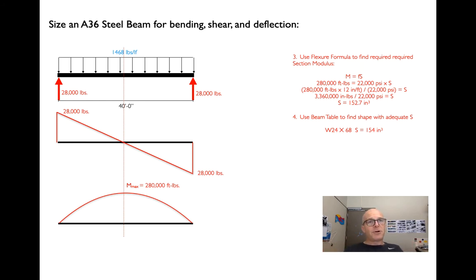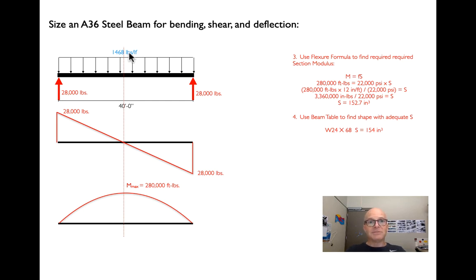Now we have to throw the weight of the beam back in, and for a W24 by 68, remember the nomenclature. The first number is depth, the second number is weight in pounds per linear foot. So instead of 1,400 pounds per linear foot, the real condition with the beam's own weight included is 1,400 pounds per linear foot plus the 68 pounds per linear foot that the beam weighs, for a total of 1,468 pounds per linear foot.